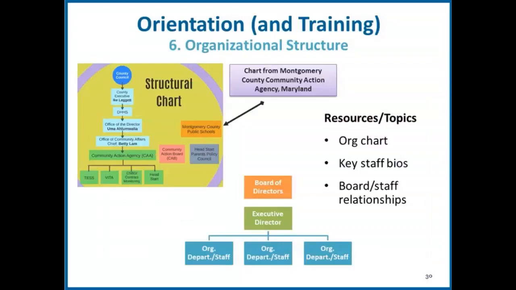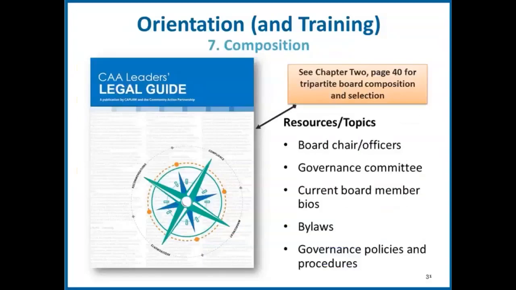Another topic you want to make sure you cover is organizational structure. So make sure that you've got that organizational chart in the orientation. You want to make sure your board members understand the structure of the agency and also the structure of the board. They should know, at a minimum, who the members of your leadership team are, providing those bios, and also some discussion of the relationship between the board and especially the executive and CEO, but also the staff as well.